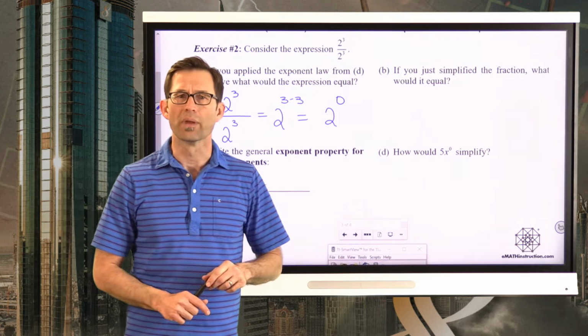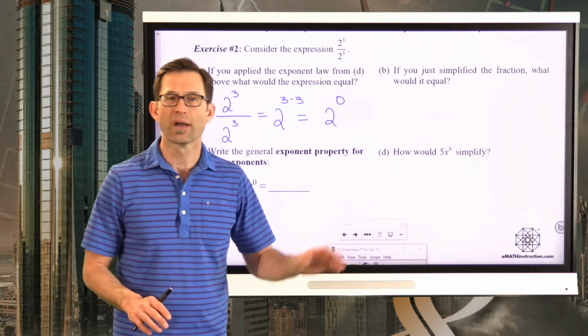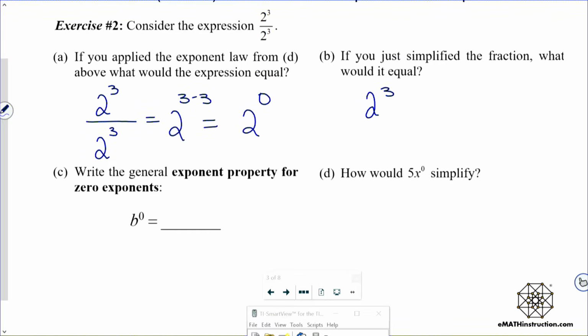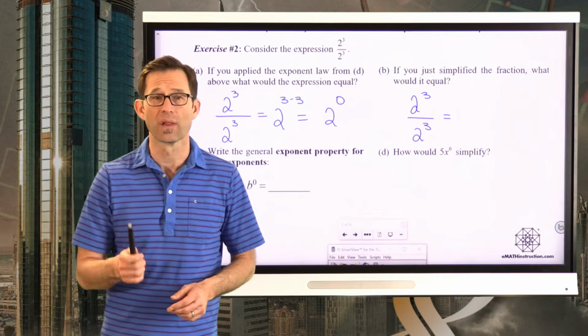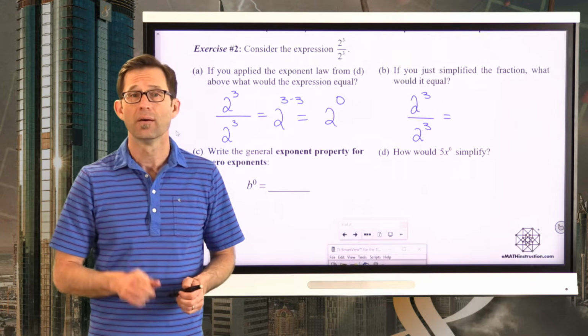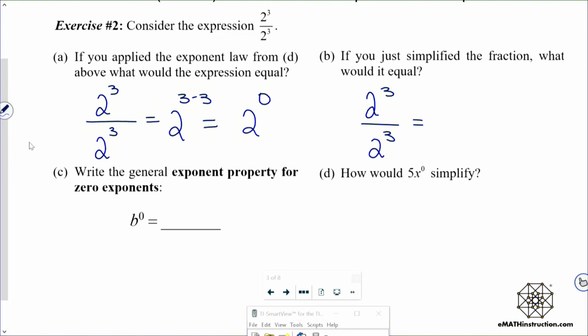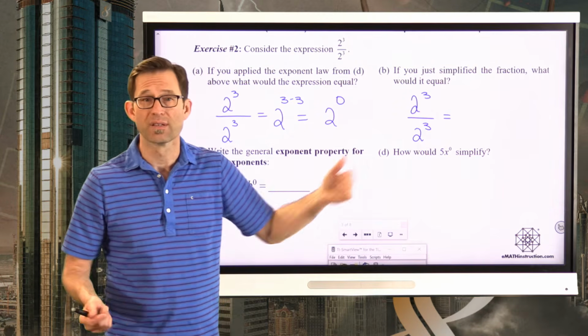Now let's take a look at letter B. If you just simplified the fraction, what would it equal? In other words, if I just took this fraction and I said, what is 2 to the 3rd divided by 2 to the 3rd, what should that be equal to? We've talked about this a bunch in the last lesson and even some today. Pause the video now and write something down at the end of that equals sign. Well, that should be equal to 1. Anything divided by itself is equal to 1.